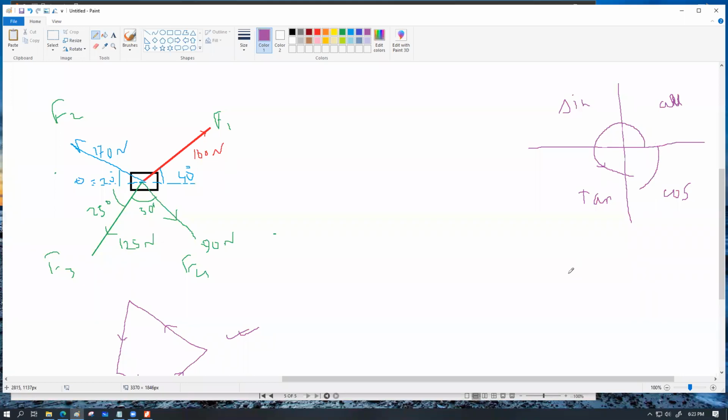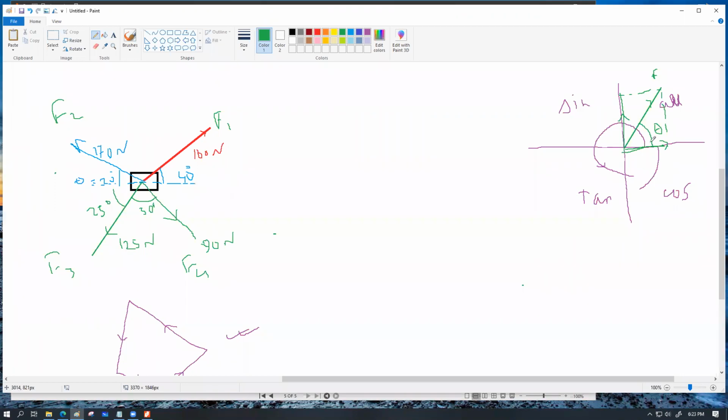And number two, remember, let's say you have a random vector. Let me just show you a random line over here. Let's say you have a force that looks like this. You want to find out its two components. If this is the angle it makes with the horizontal, or with the positive x-axis, let's say this is theta, then along this line, if this is F, this much should be F cos theta, and this much should be F sine theta. Right?